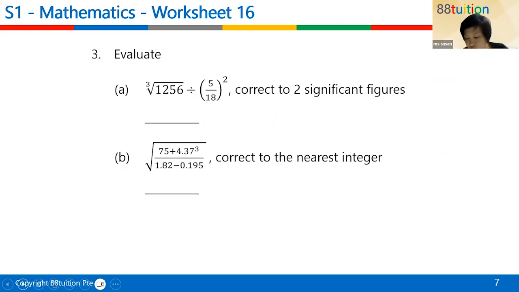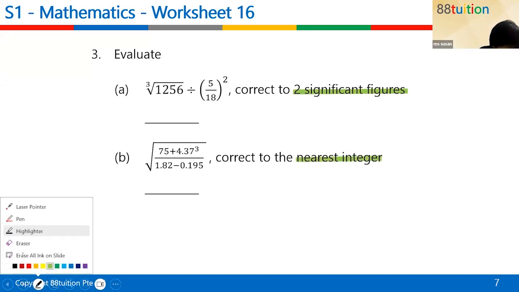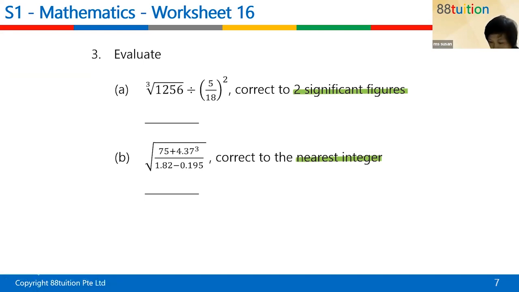Evaluate correct to 2SF. Now, this one we have actually spoken about before already. 2SF, nearest integer. He's testing you on what? Rounding off. Okay, let's take a look at how we can do this. You have order of operation also. So it's actually testing you on two areas. One is calculation based on order of operation.